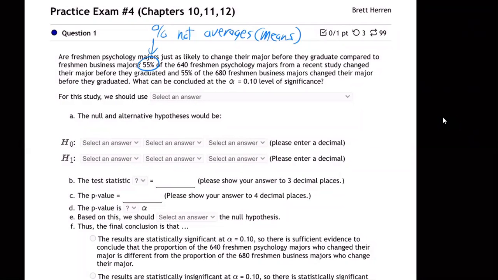Okay, yeah. So looking at this question, let me read it one more time just for clarity. Are freshman psych majors just as likely to change their major before they graduate compared to freshman business majors? 55% of the 640 freshman psych majors from a recent study changed their major before they graduated, and 55% of the 680 freshman business majors changed their major before they graduated. What can be concluded at the alpha 0.10 level?